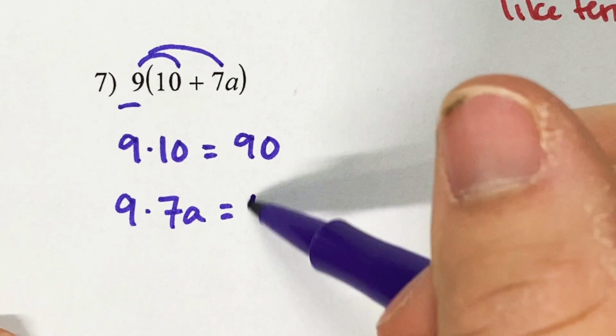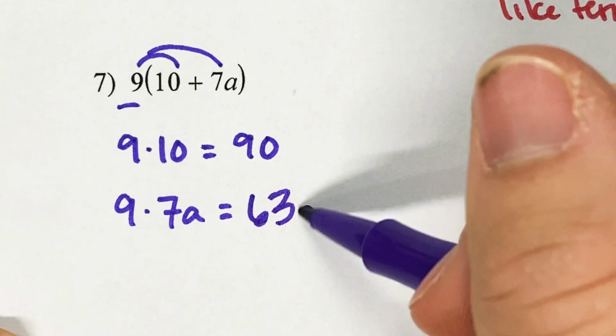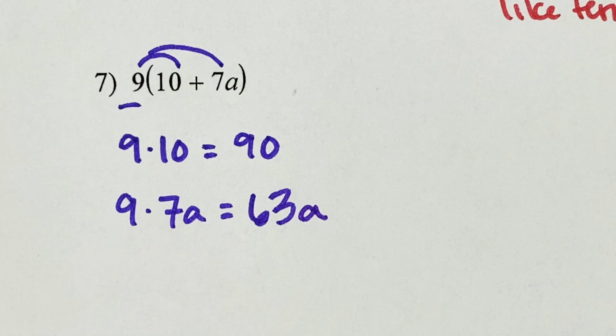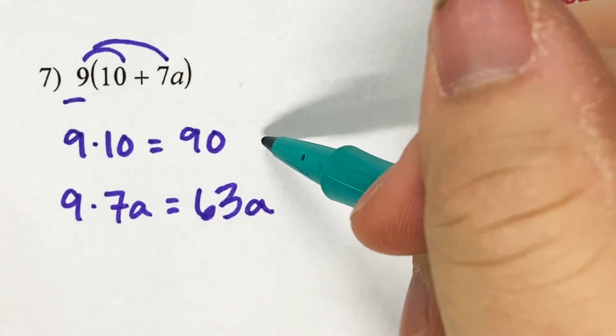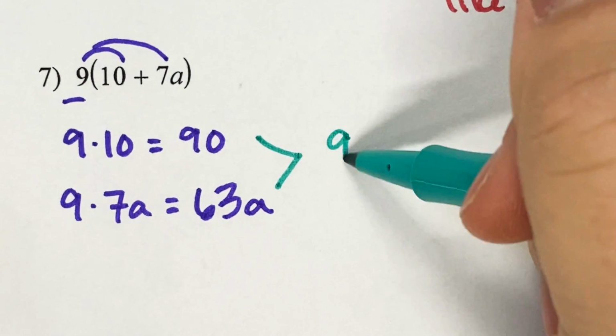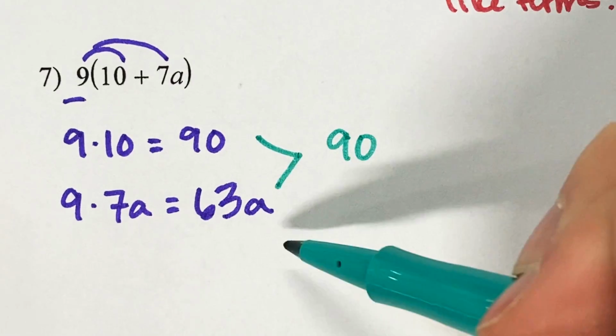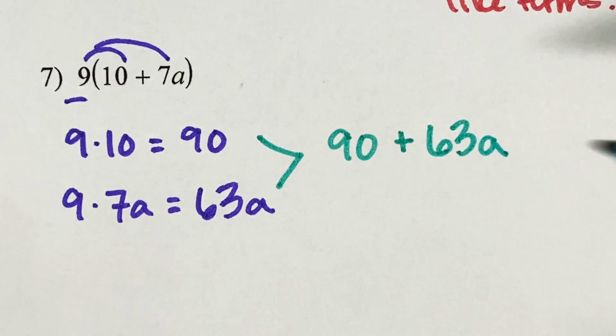Okay, that's going to give me 63. And then 1a was being multiplied, so just 1a. Okay, so those are our pieces to our expression. Now let's rewrite them together and then see if they're like terms. Okay, so we have 90 and a positive 63a, so plus 63a.